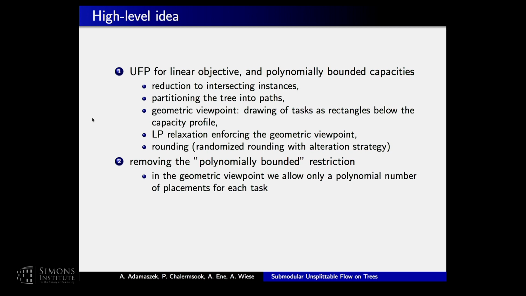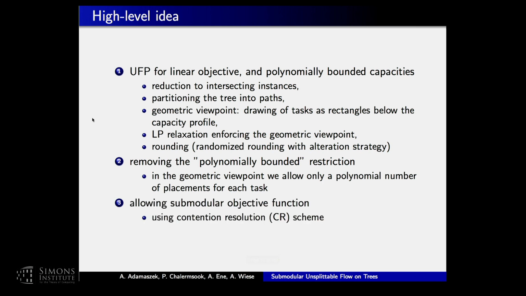Essentially, instead of allowing arbitrary places to draw the rectangles, we will allow drawing rectangles only at a limited number of places. And then we will show how to extend it to a submodular objective function using a contention resolution scheme.